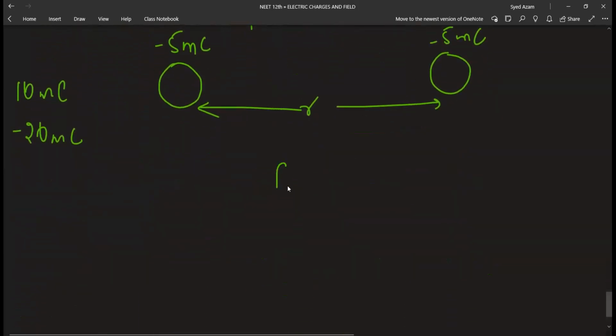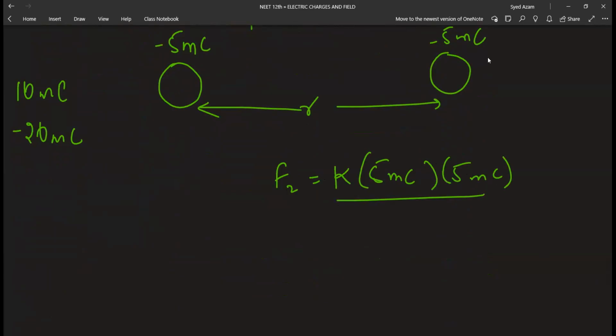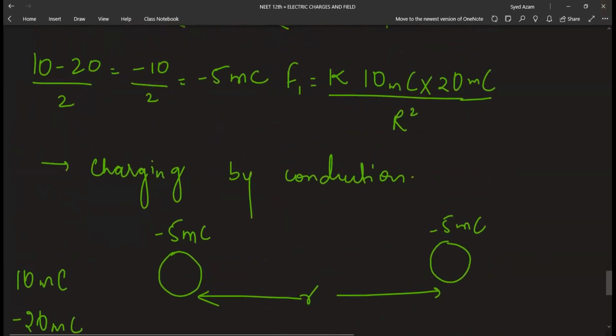So now you tell me what will be F2 here? So, ma'am, F2 will be K into 5 into 5 into 10 power minus 6. Yes, 5 millicoulomb into 5 millicoulomb. Right now it is given all of the charges are in millicoulomb, so we can just put it as it is because it will get cancelled, and divided by R square only. So look, this was your first force.